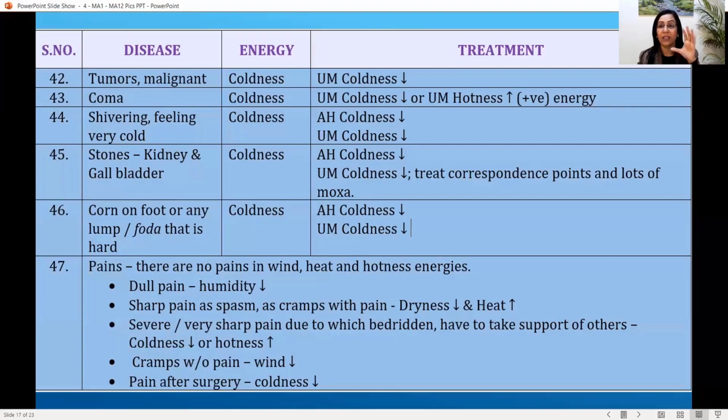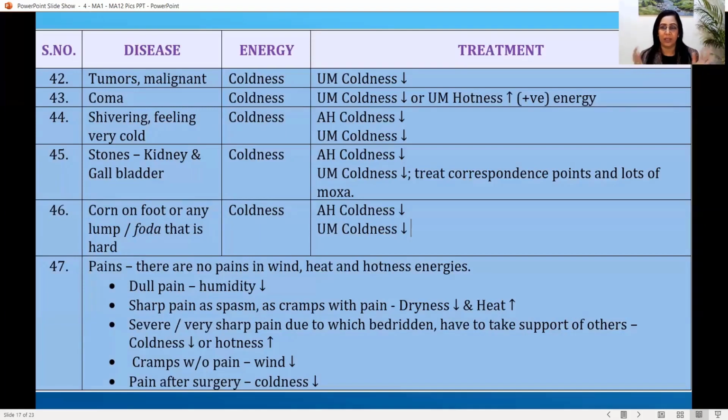Then corn. Now, corn on feet. See, in dryness energy, the skin was getting dry, right? But in coldness energy, after drying a lot, it has hardened and become a corn. So it becomes coldness energy. And any kind of corn or boil or lump that has become very hard because it has not been treated becomes coldness energy. And for that, you have to sedate the coldness energy.